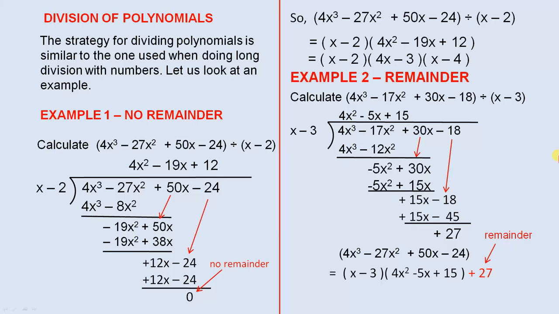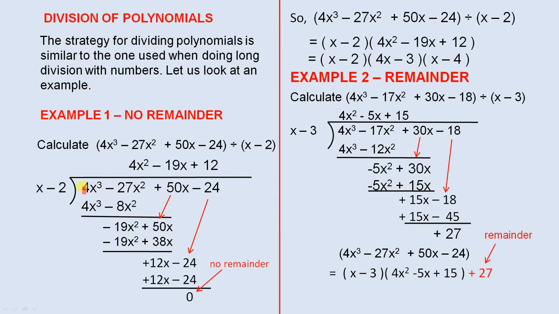Division of polynomials. The strategy for dividing polynomials is similar to the one used when doing long division with numbers. Let us look at an example. Let's look at example 1 where there is no remainder. So we're going to work out this polynomial here divided by x minus 2. And let's see what happens.